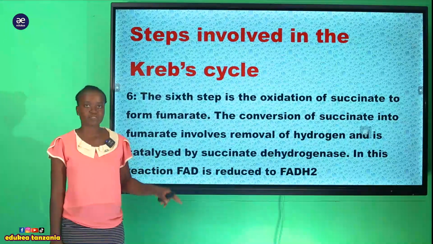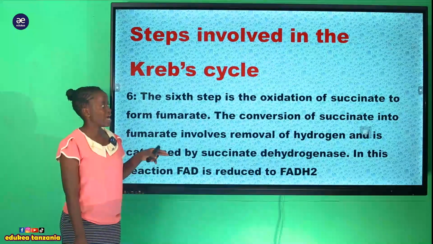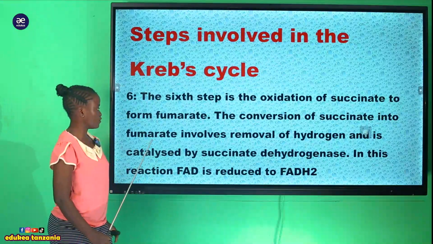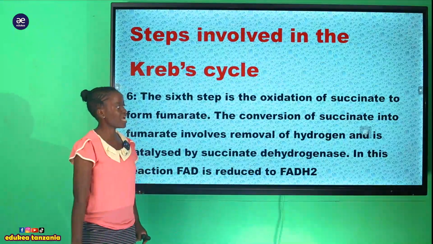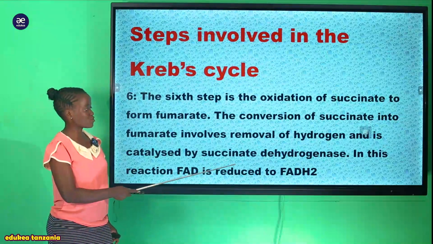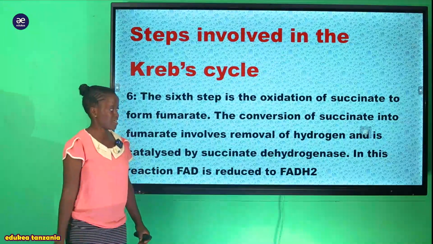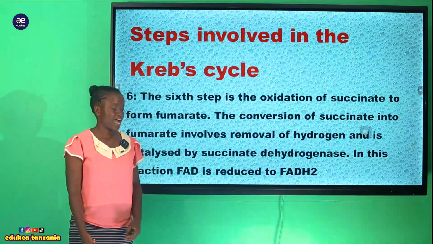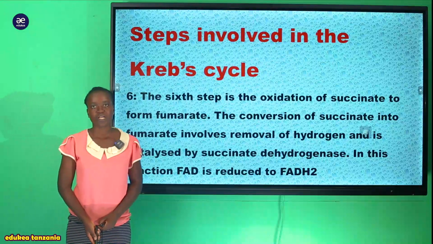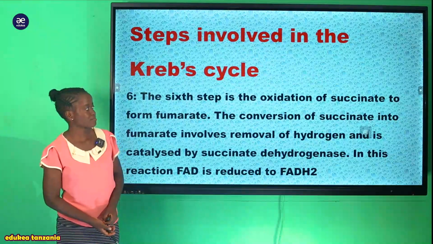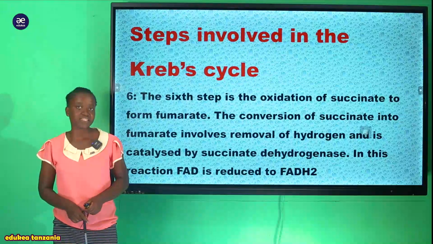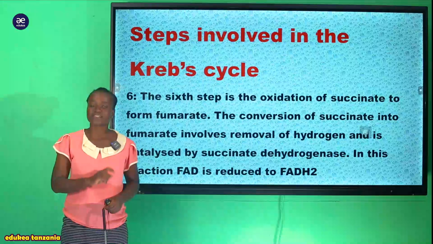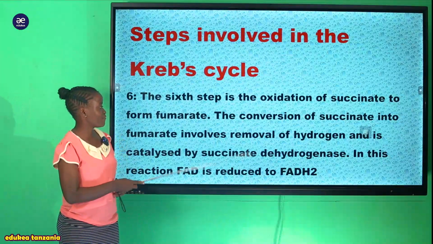So how does succinate oxidize to form fumarate? We are saying that the conversion of succinate into fumarate involves the removal of hydrogen and is catalyzed by succinate dehydrogenase. So in this reaction, FAD is reduced to FADH2. So tunasema kwamba kwenye hii stage ya 6 tuna involve conversion ya ile succinate ambayo tulipata kule kwenye stage number 5 ili kupata fumarate.